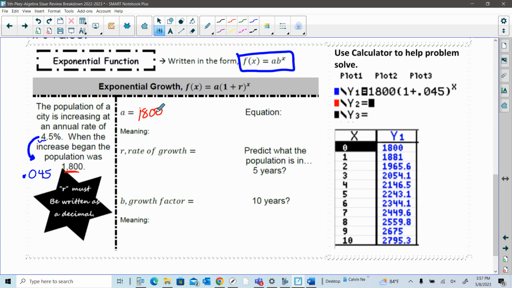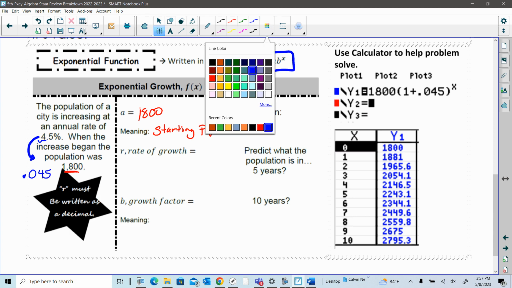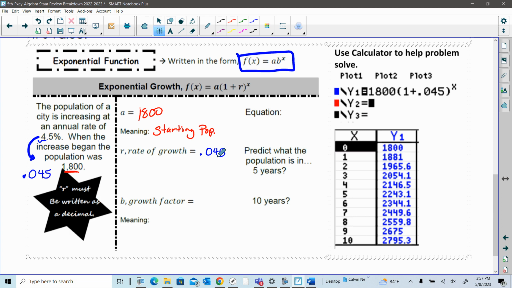The meaning of that is this represents the starting population. I'm just going to abbreviate that. Now R is our rate of growth. This is our decimal, which is 0.045. The B, the growth factor, is when I'm adding 1 to that rate. So if I did 1 plus 0.045, that's just going to be simplified as 1.045.